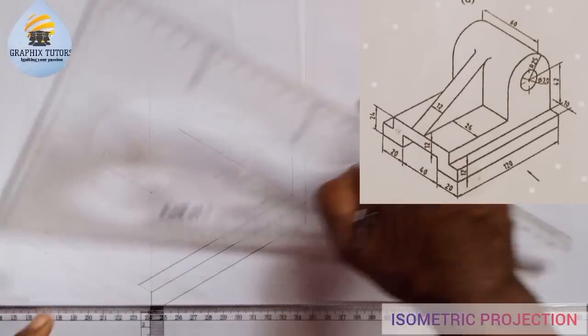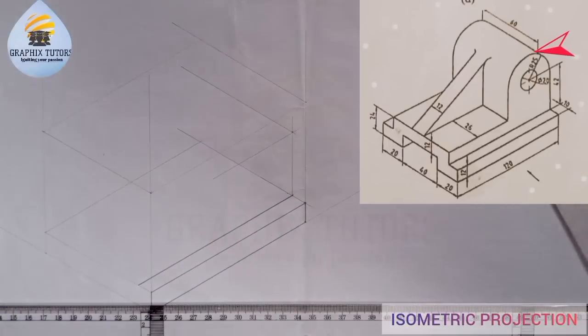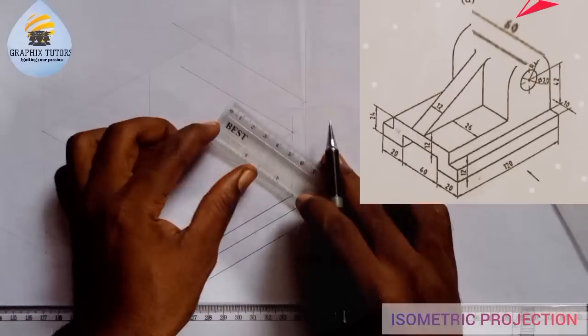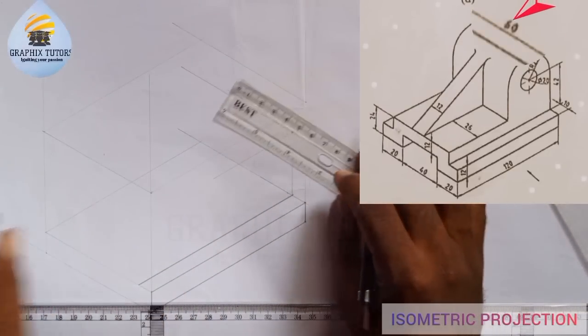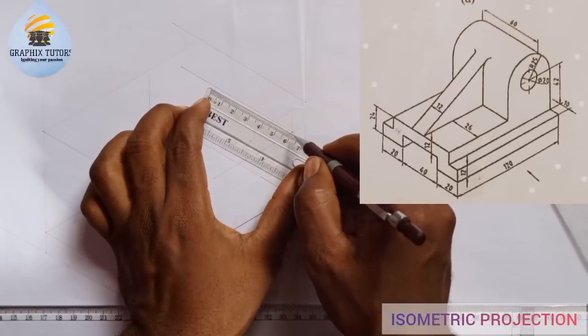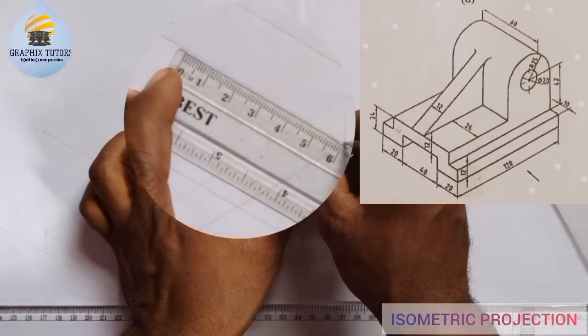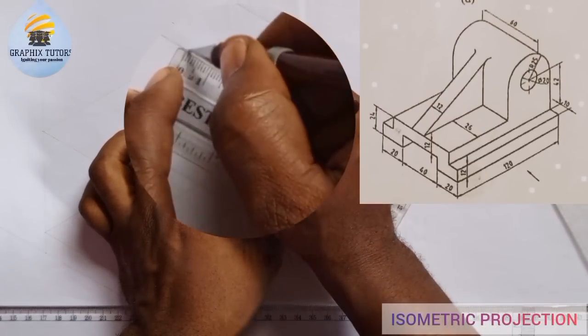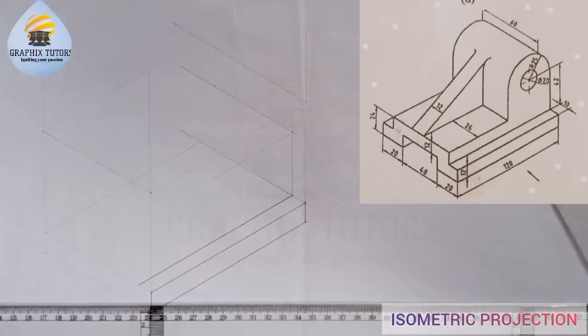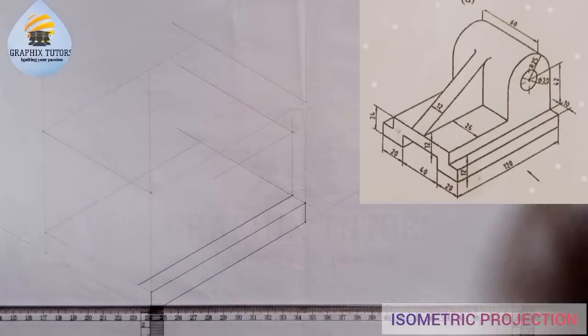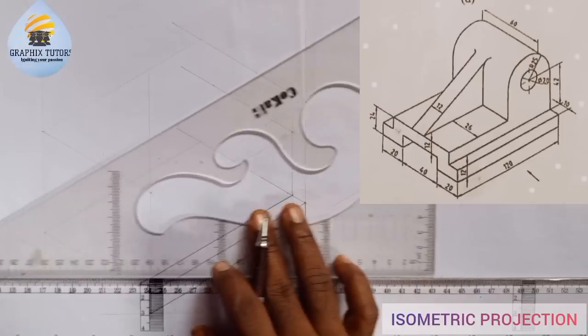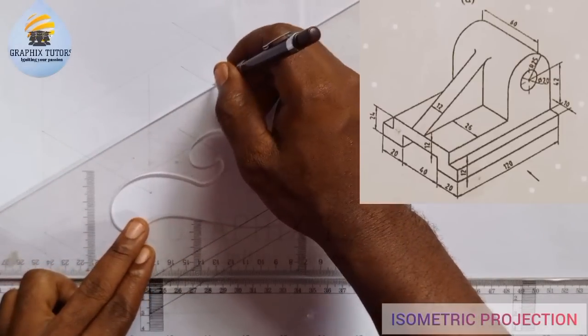And I'll now measure 60, because from here to here is 60. So I'll now measure 60 backward. So from 0 to 60 is here. This is 60 here. You see that? So I'm going to measure the 60. I'll just make it form a box.